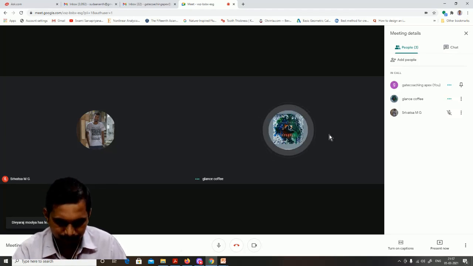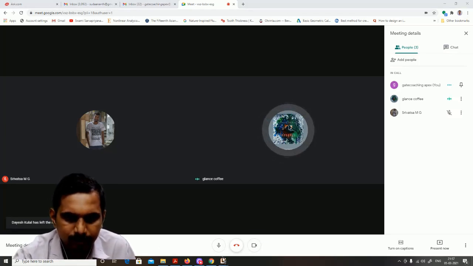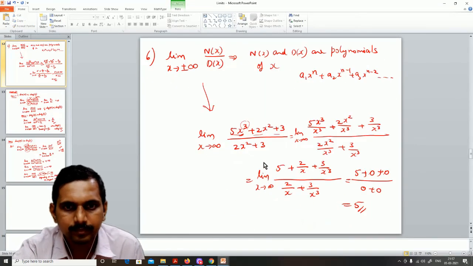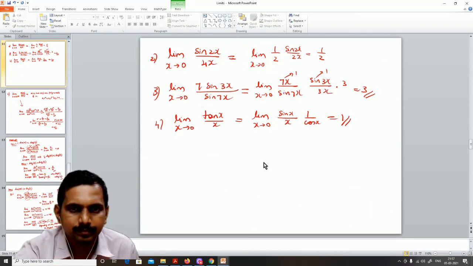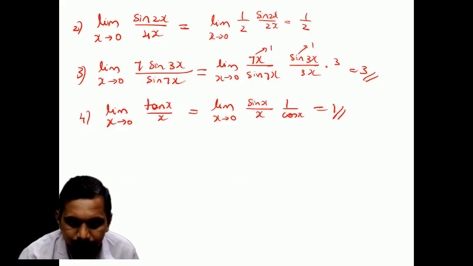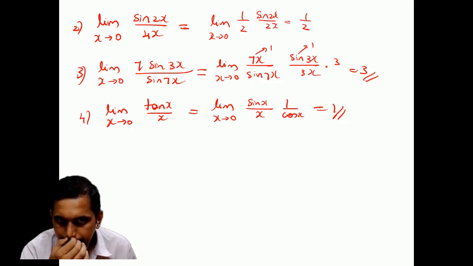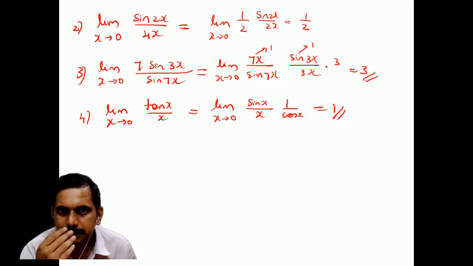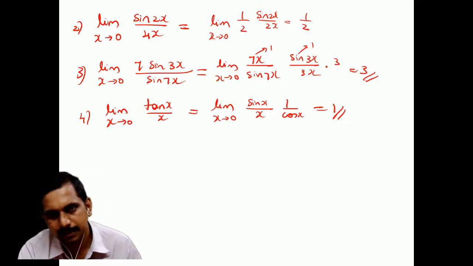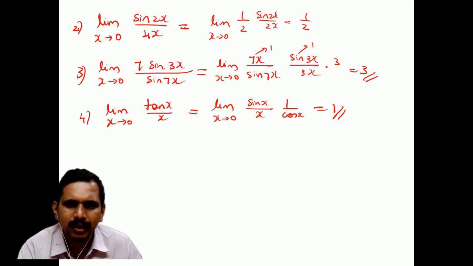Sir, in the limit sine theta by theta, theta tends to 0, those problems are there, no? Like limit sine 2 theta by 4x as x tends to 0. We have to expand, right? We have to expand, or we have to do some algebraic manipulation. It's not that always you have to expand.